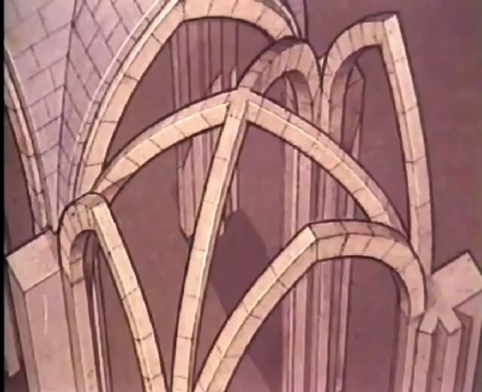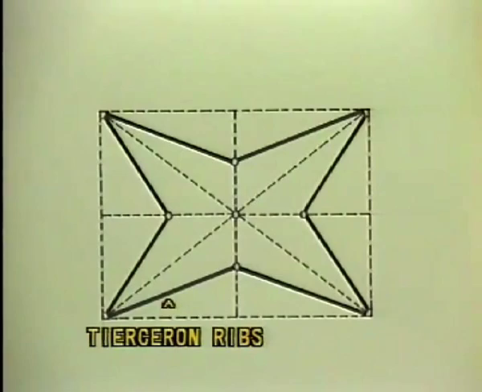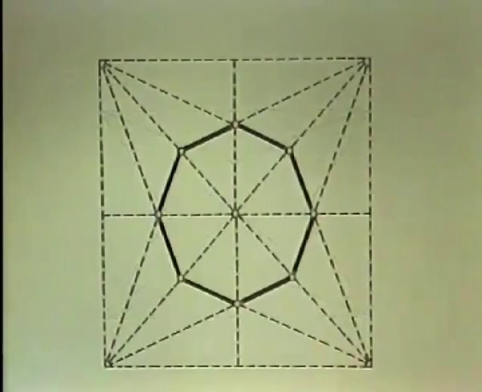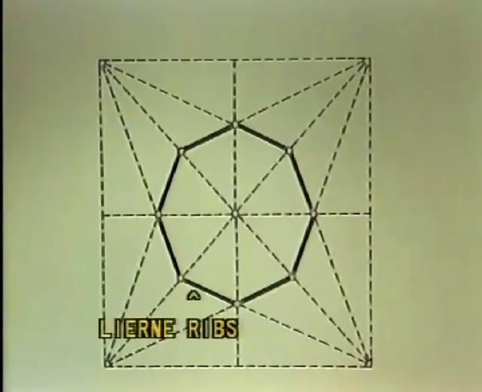The tierceron rib rises from the springing to the ridge of the vault. It subdivides the panels, reducing the span of the vault plates, but it does complicate the column head junction. The Lierne rib does not originate at the column head, but runs between other ribs, and these Lierne ribs are largely an ornamental innovation.